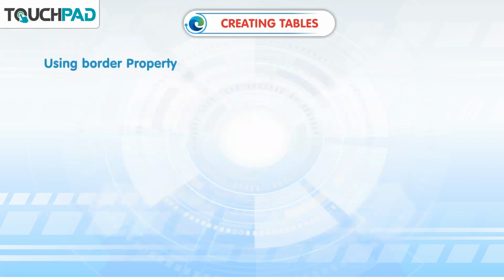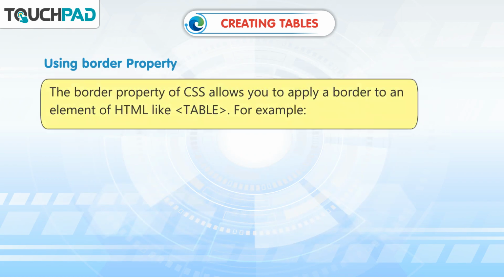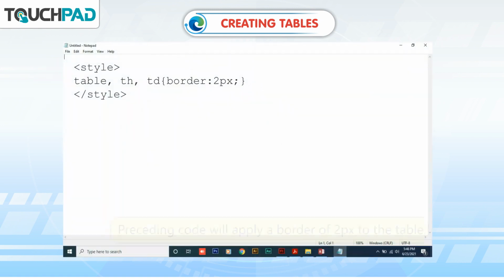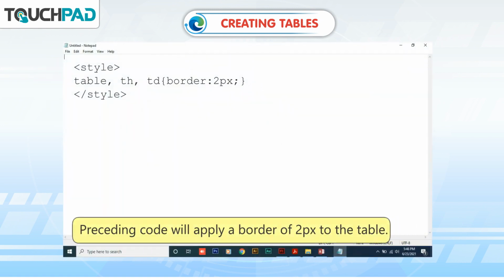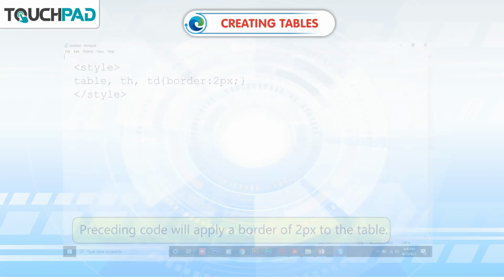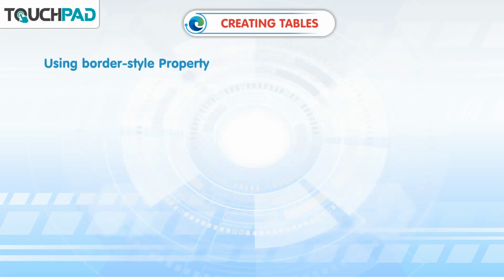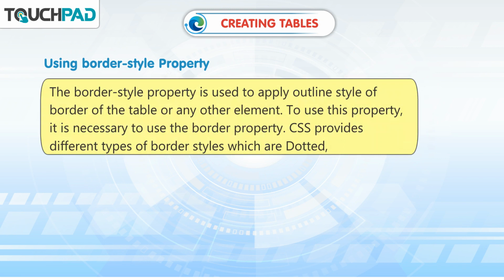Using border property. The border property of CSS allows you to apply a border to an element of HTML like table. For example, preceding code will apply a border of 2px to the table. Using border style property. The border style property is used to apply outline style of border of the table or any other element. To use this property, it is necessary to use the border property.